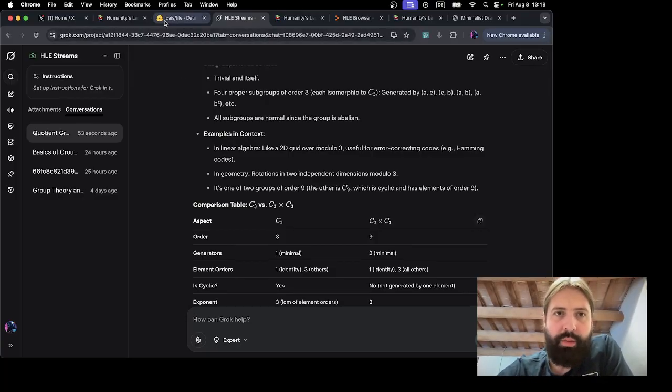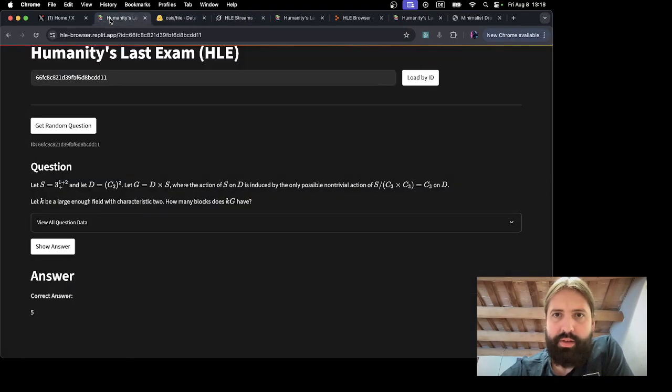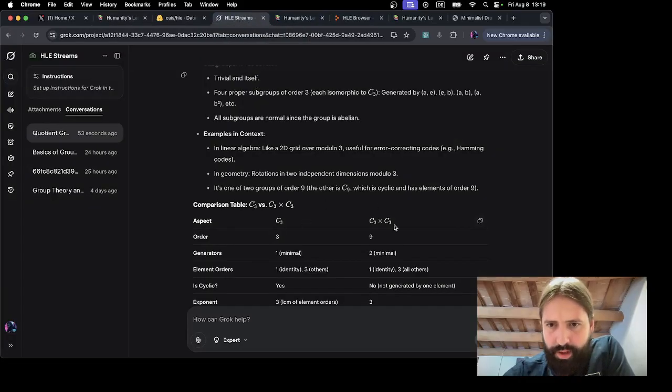But how does this help with understanding these? So we understood these, and now I need to go back to these and do the quotient group, but I think I don't have time for that. I'm going to have to put that for another video.